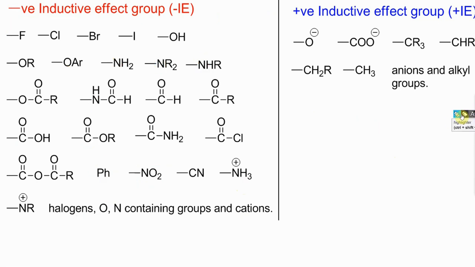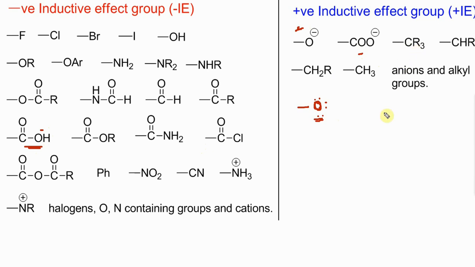So when you go to plus I groups, they are very simple. Oxygen is minus I, but when oxygen has a negative charge, what does it mean? Oxygen has 3 lone pairs of electrons, so it really is full of electrons. Small atom full of electrons, so it cannot pull anymore, it will push the electron. So this is plus I. Similarly, COOH is minus I, but when that oxygen has a minus charge, it is plus I.